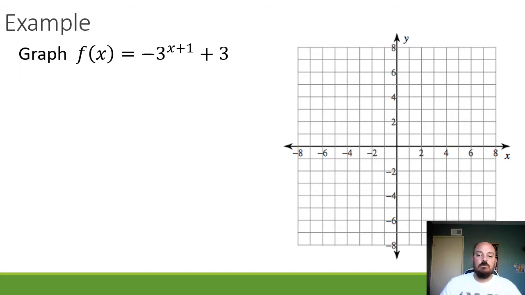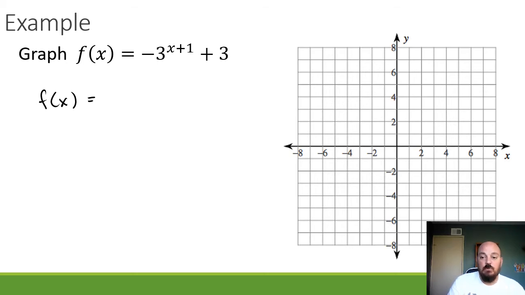All right, so let's do this one first. We're going to graph f of x equals negative 3 to the x plus 1, plus 3. And the first thing I want to mention here, let me recopy the question real quick. We already said, on our very first slide today, that the base has to be a positive number. So the base here is not -3. The base is 3.